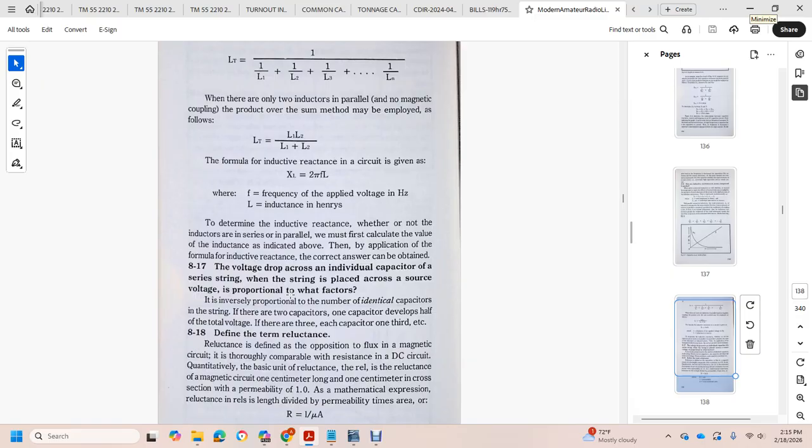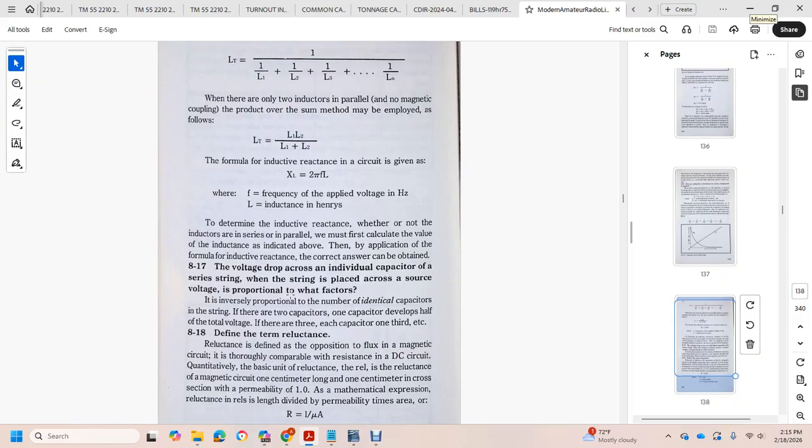8.17. The voltage drop across the individual capacitors in a series string, when the string is placed across a voltage source, is proportional to what factors? Inversely proportional to the number of identical capacitors within the string. With 2 capacitors, 1 capacitor develops half of the total voltage. With 3, each capacitor develops 1/3, etc.